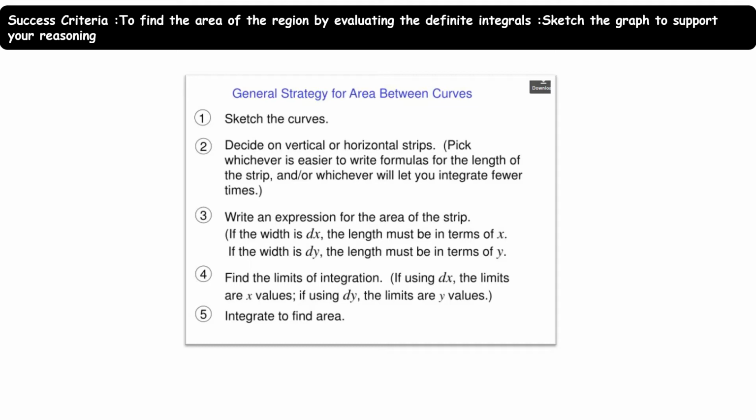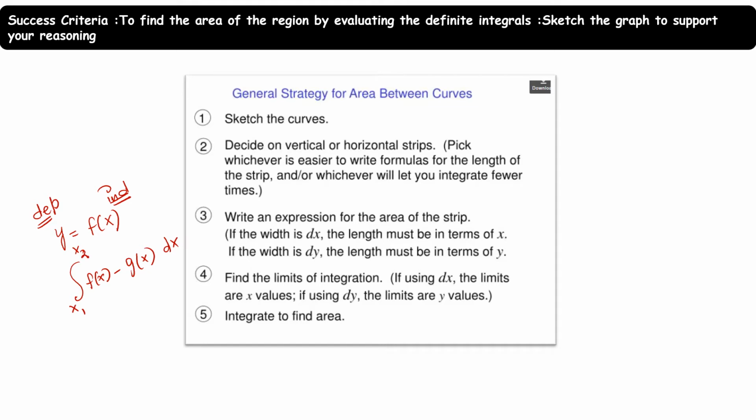So if the equation is written in the form y equals f of x, it means y is the dependent variable and x is the independent variable. Then of course within the integral sign you will write dx and you will take the x values as the upper and the lower limits.